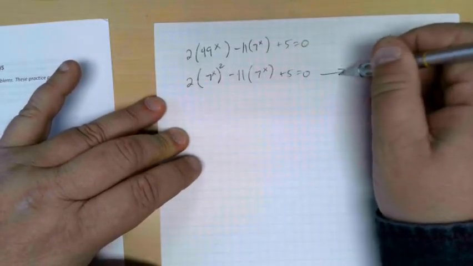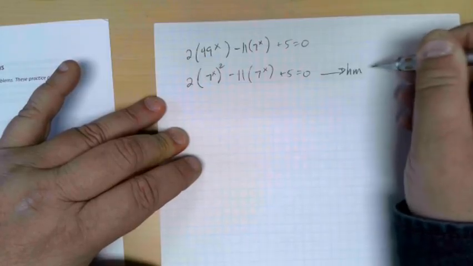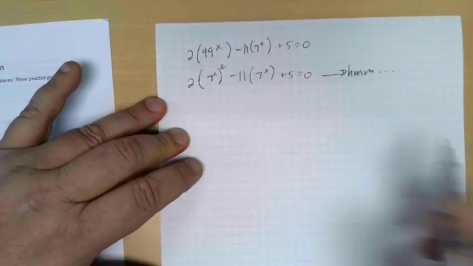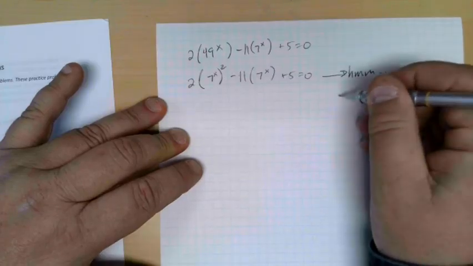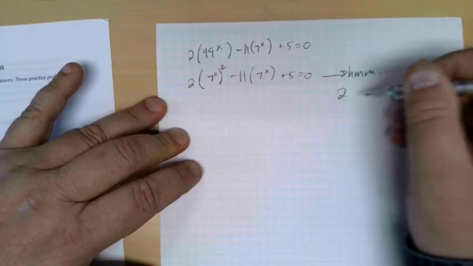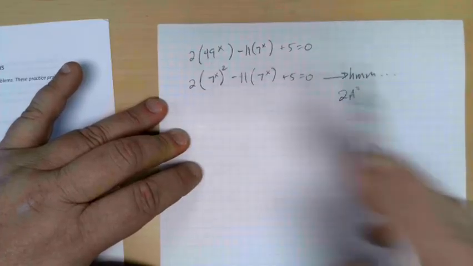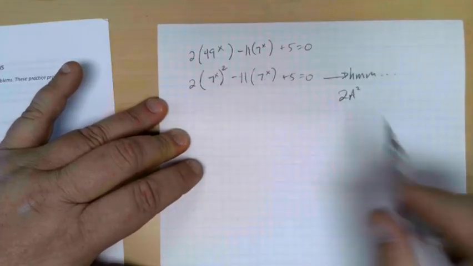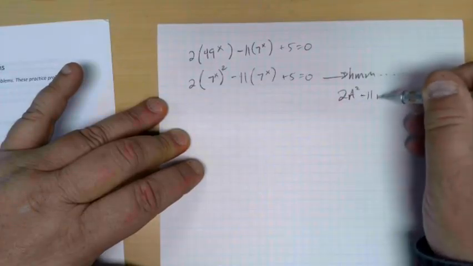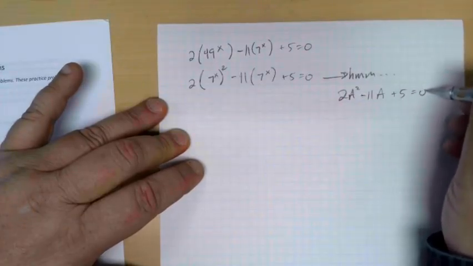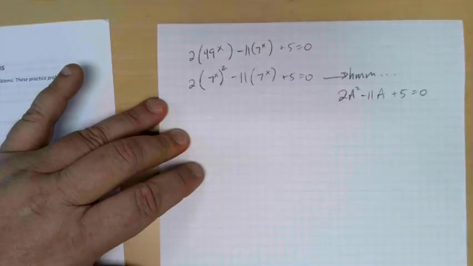So I'm thinking, I've got 2 times 7 squared. So I'm going to say, you know what? Let's do something else. 2a squared instead of 7x. Everywhere I see 7x, I'm going to put an a. Minus 11a plus 5 equals 0. Now I can solve that.